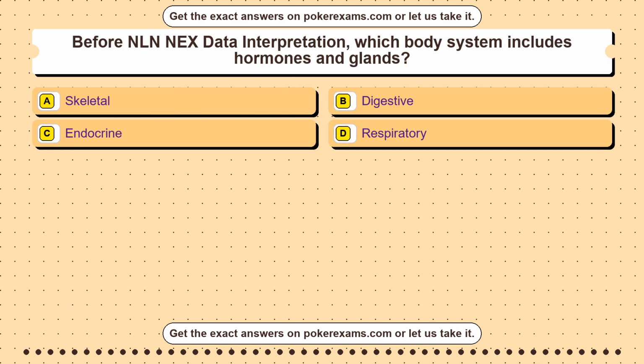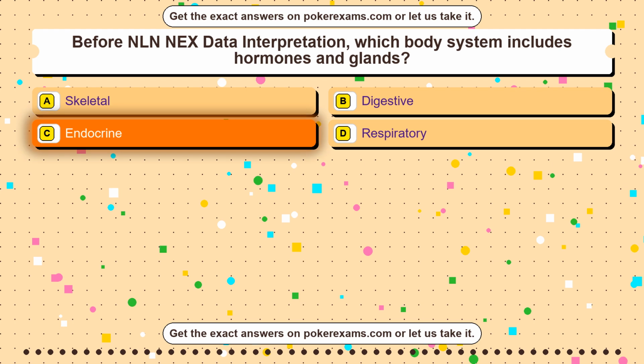Question 35. Before NLN NEX Data Interpretation, which body system includes hormones and glands? Option A skeletal. Option B digestive. Option C endocrine. Option D respiratory. The correct answer is option C.